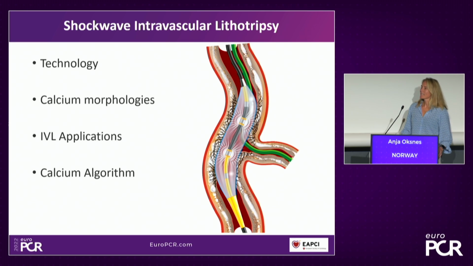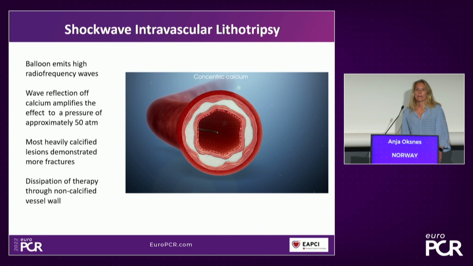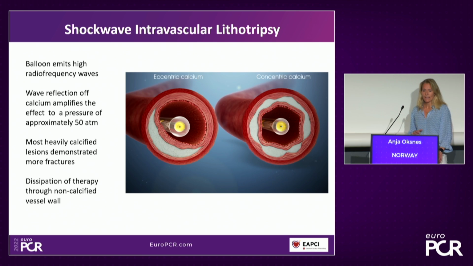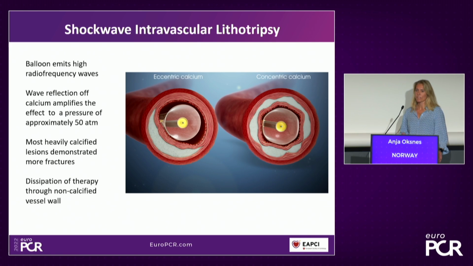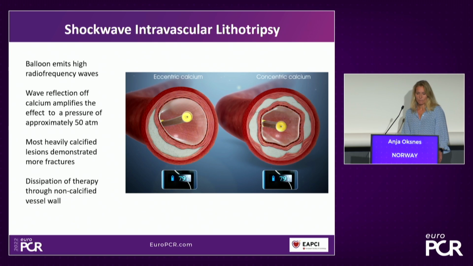Welcome, everyone. I'll go through the technology, and we'll look at different calcium morphology where we use IVL, some of the applications, and some of the recent updated algorithms. Originally, IVL was used in the heavily calcified vessel with concentric thick calcium, with the idea that the balloon emits high radio frequency waves. The wave reflects off the calcium, and this amplifies the pressure up to 50 millimeters atmosphere.